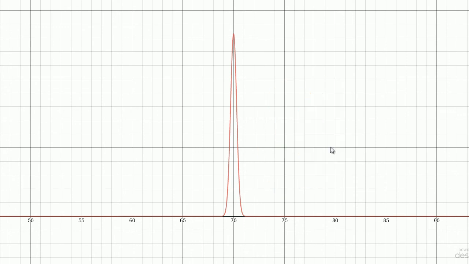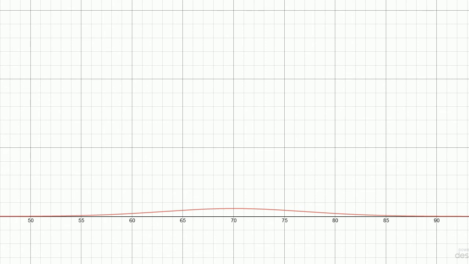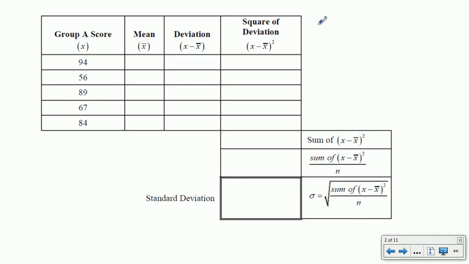Now what if the scores were a little more spread out? We can see they're a little less consistent than they were before, but how do we communicate that more precisely? Well, that's exactly what the standard deviation is for. It gives you a precise description of how spread out a set of data is. So let's see how to calculate the standard deviation.